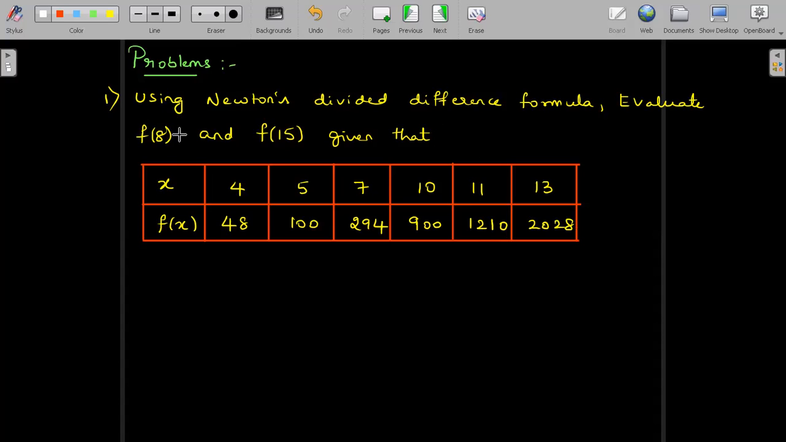We have to find out the value of y at the points of interpolation x is equal to 8 and x is equal to 15, using the divided difference formula. So first we are going to frame the divided difference table.